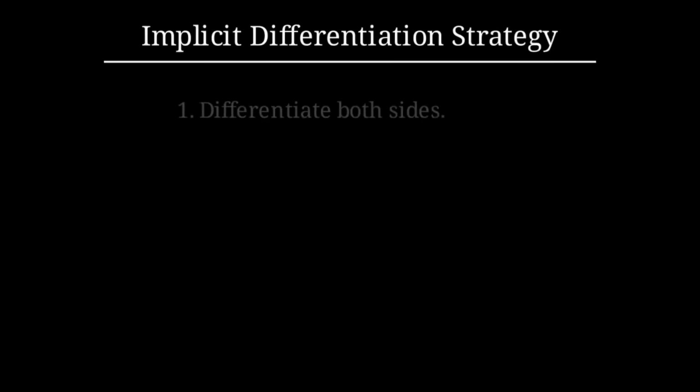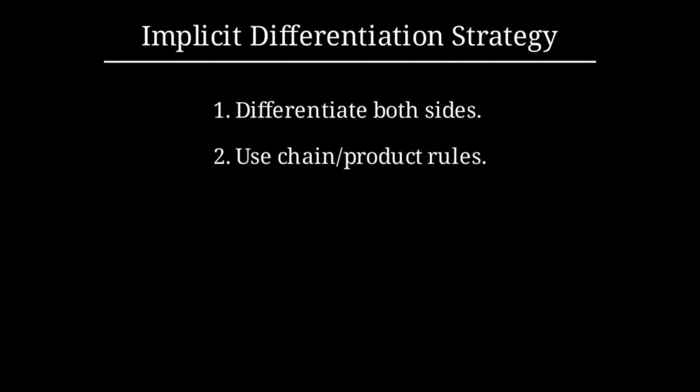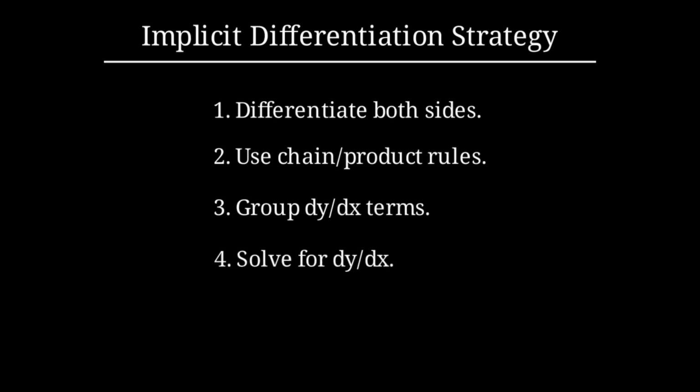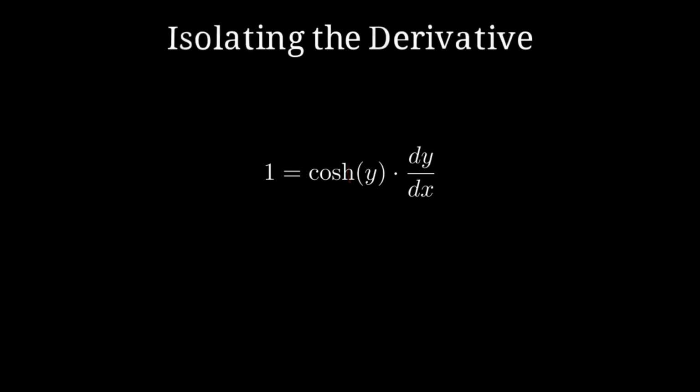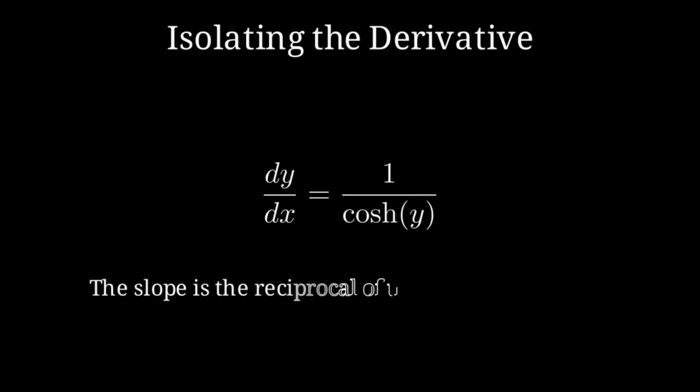Our strategy follows a consistent four-step process. We differentiate the entire equation term by term, apply the product and chain rules where necessary, gather all terms containing dy/dx on one side, and finally factor and solve to isolate our derivative. To solve for dy/dx, we divide both sides by cosh of y. This gives us dy/dx equals 1 over cosh of y.